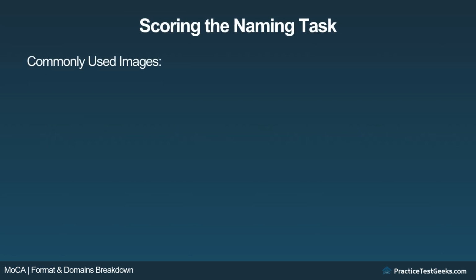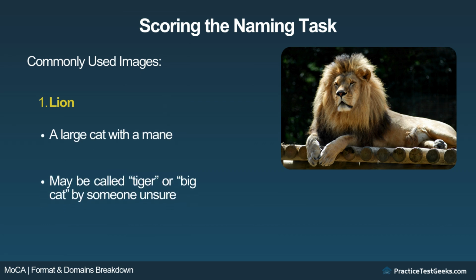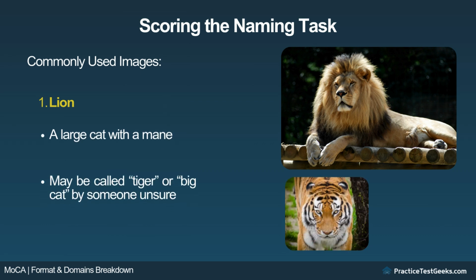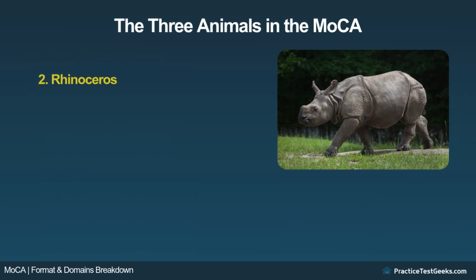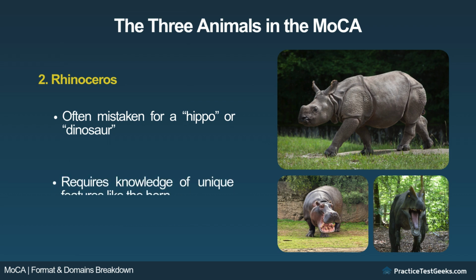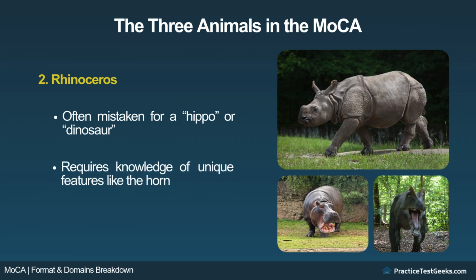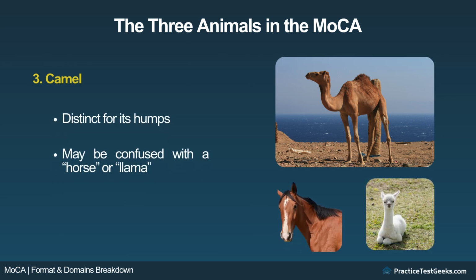The 3 animals in the MoCA. Commonly used images. Lion, a large cat with a mane, may be called tiger or big cat by someone unsure. Rhinoceros, often mistaken for a hippo or dinosaur, requires knowledge of unique features like the horn. Camel, distinct for its humps, may be confused with a horse or llama. These animals are not labeled or hinted, so performance is based on recognition and verbal recall.